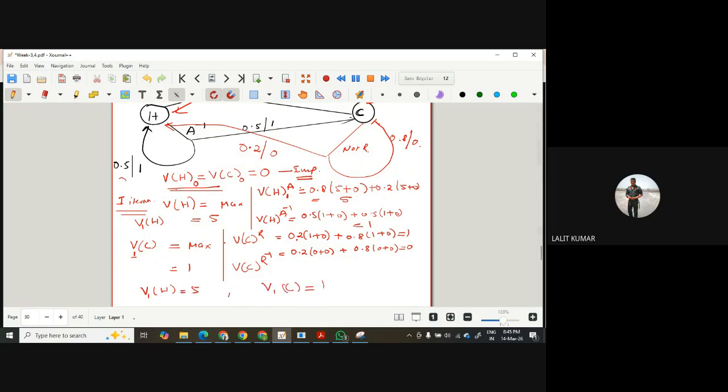And now for the second iteration, again I will use these, but only these values will change. So these zeros which are there... So this is how value iteration is to be calculated.